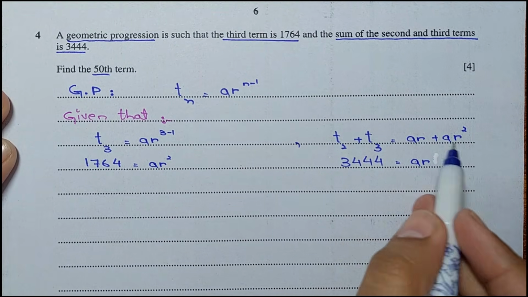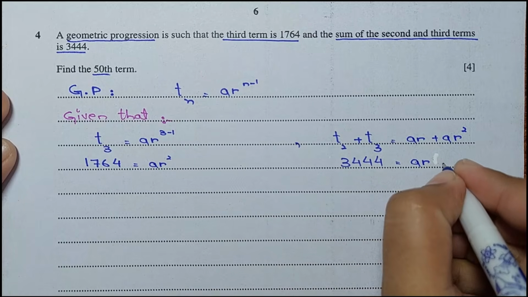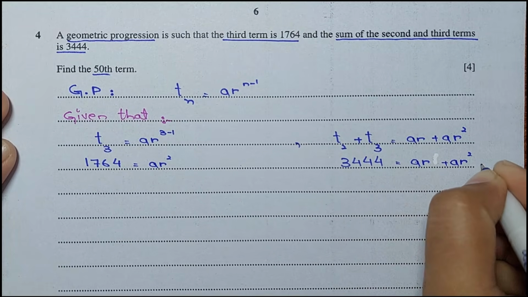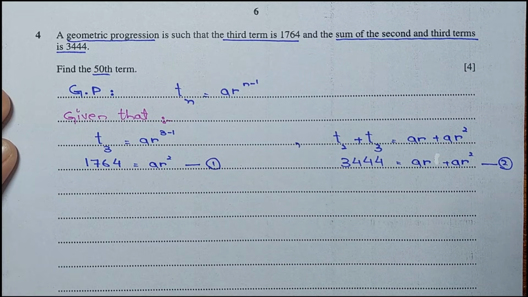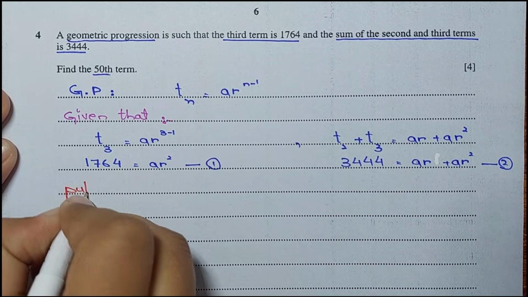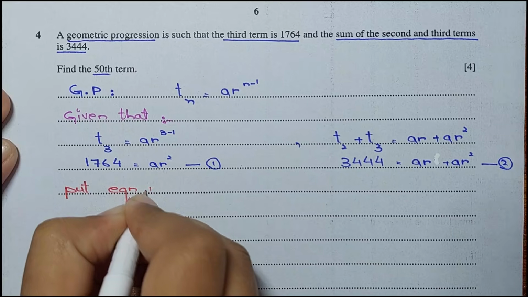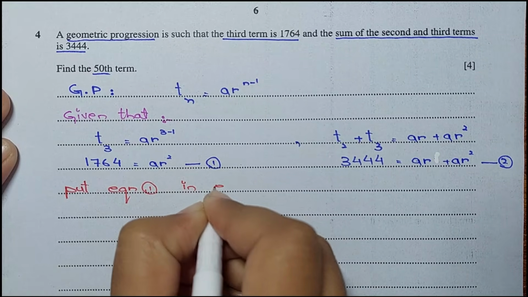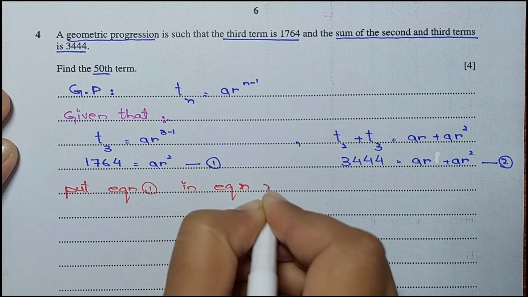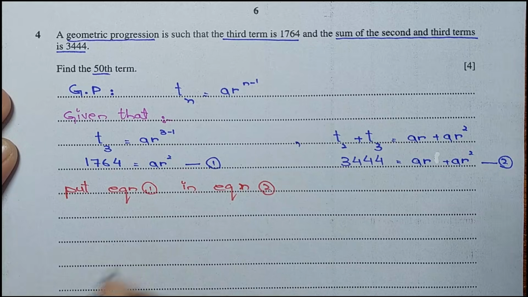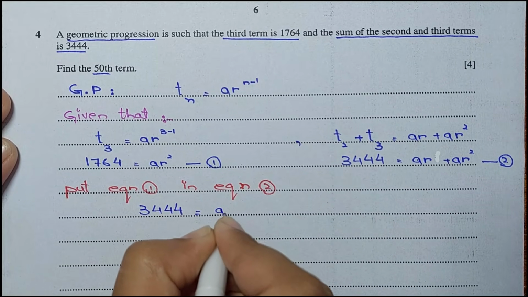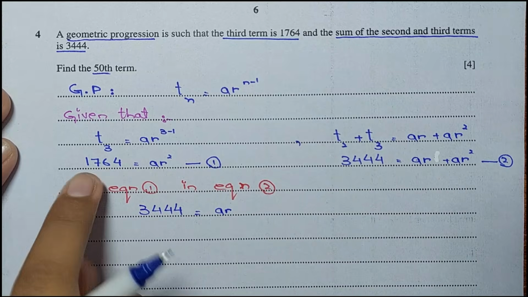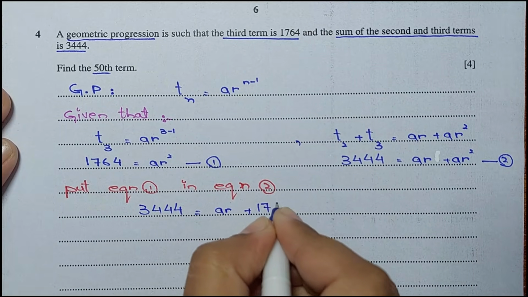No need to take common factors because ar² is already known, so ar plus ar². We can name it the second equation, and this is my first equation. Now here we can put equation 1 in equation 2. So equation 2 becomes 3444 equals ar plus ar², and ar² is 1764.